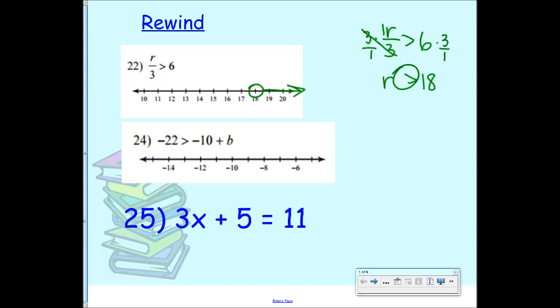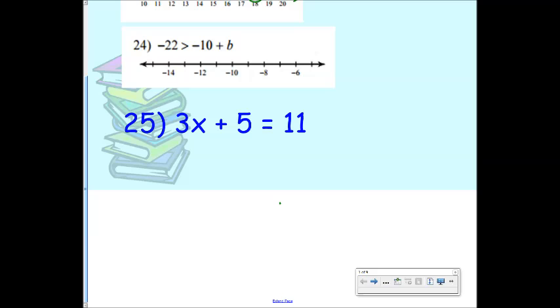Let's also take a look at number 25. So number 25 is just an equation. What's the difference here between what we've been looking at, inequalities, and that equation? That equation has an equal sign, which means that it is equal to whatever's on the right side. So in this case, 3x plus 5 is equal to 11. How would we go about solving 3x plus 5 equals 11?